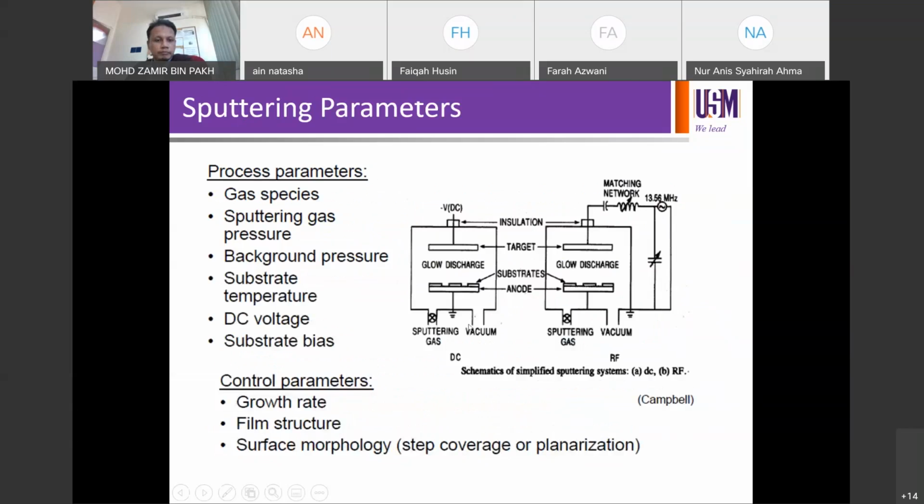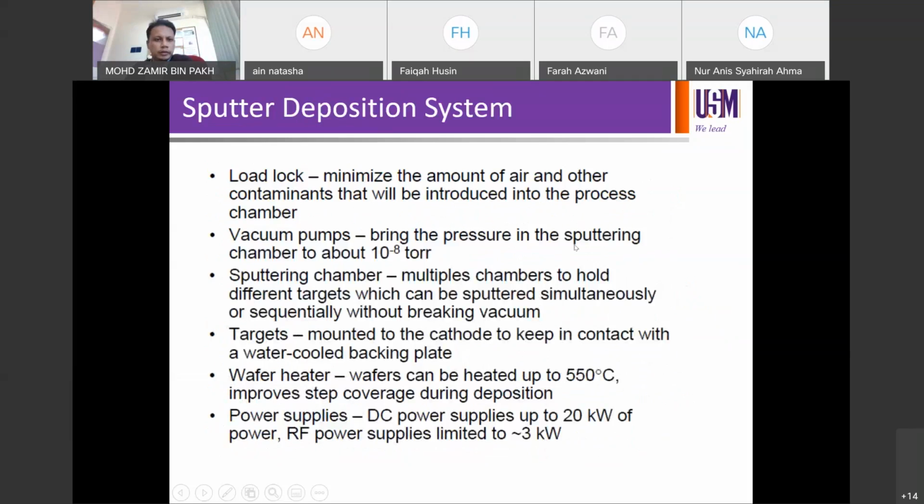Okay, process parameters are similar, right? Except if you work with RF, then you're going to have your LC network settings. How a deposition looks like, pretty much we've discussed last time.